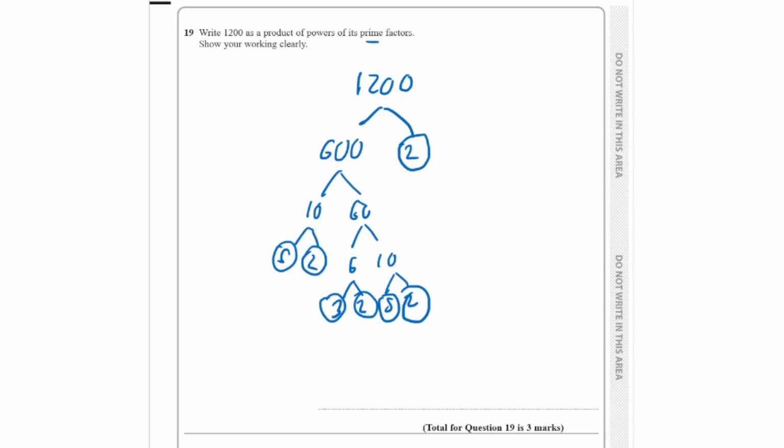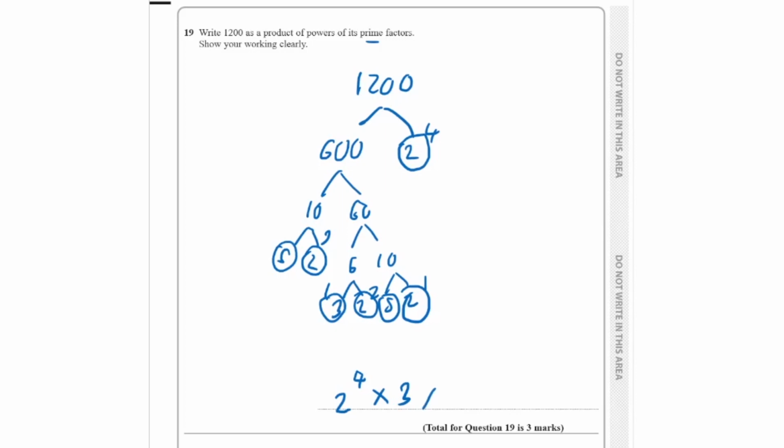So we simply look for the smallest value, which is 2, and we count how many times it's repeated. So 1, 2, 3, and 4. So 2 to the power of 4. We look for the next value, which is 3. Now it's only repeated once, so it's to the power of 1. But if it's to the power of 1, we don't actually have to write that.